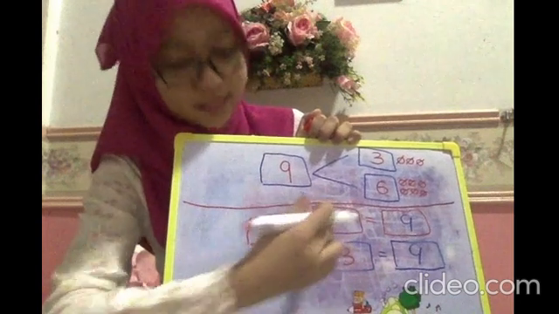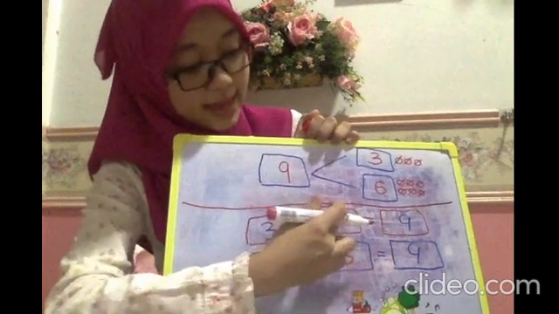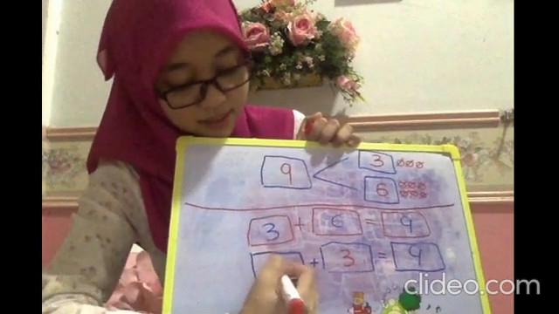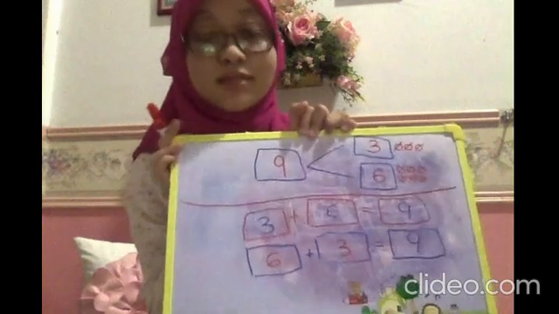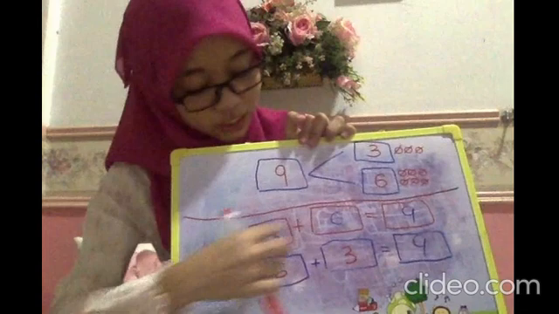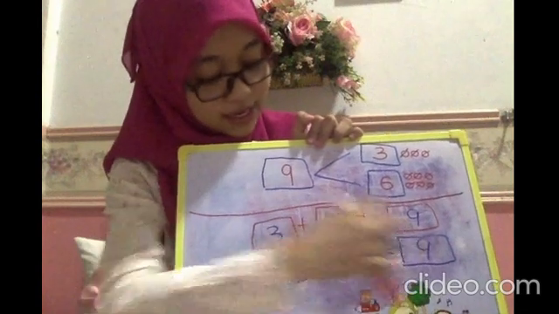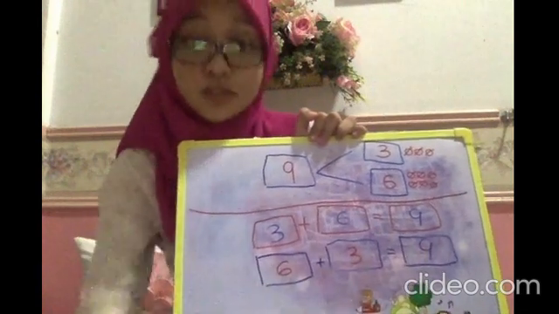And what about the 6? When 3 moves over there, 6 goes over here. There you go. So this is the same equation by using the number bonds. So 3 plus 6 equals 9. 6 plus 3 equals 9 as well.